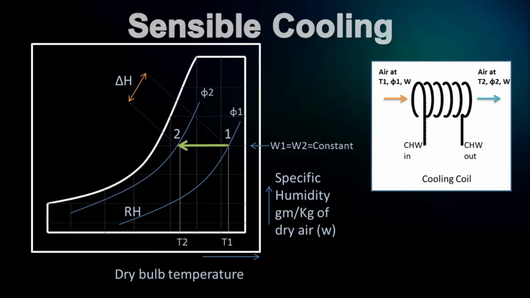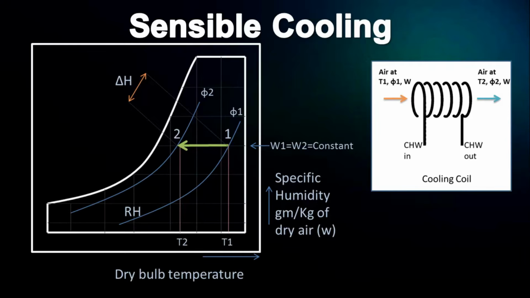Next, sensible cooling. It is decreasing the temperature of air only, without changing the specific humidity of air. It is simply the opposite of sensible heating. The process can be shown on the psychrometric chart from 1 to 2. It is a horizontal line directed towards the left. In the process of sensible cooling, the dry bulb temperature decreases from T1 to T2 and relative humidity decreases from phi1 to phi2, but specific humidity is constant.